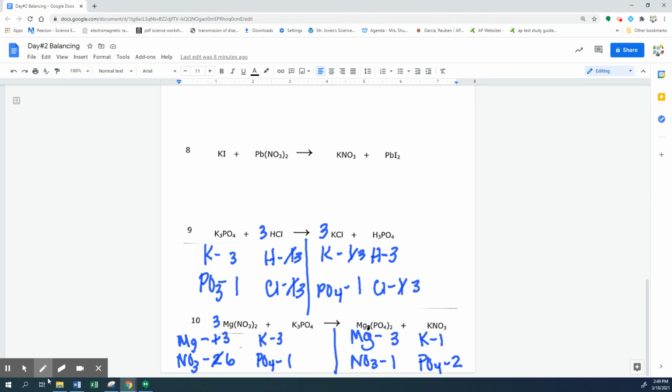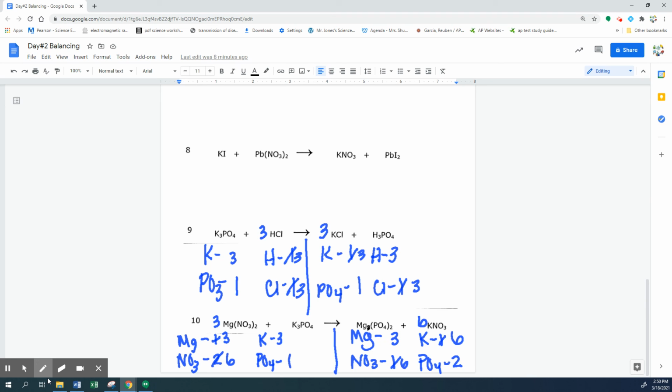Now I can balance my nitrates. So I want to make it 6, so I'm going to put a 6 as a coefficient. That's going to change my nitrate. Also changes my potassium to 6.